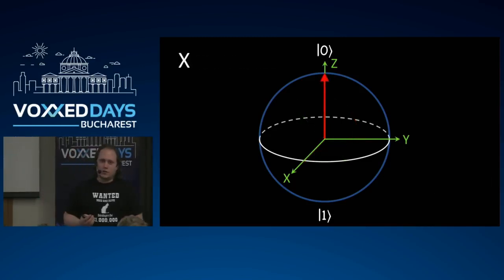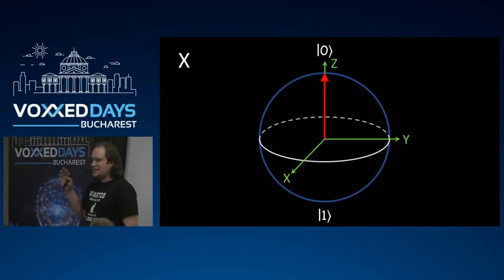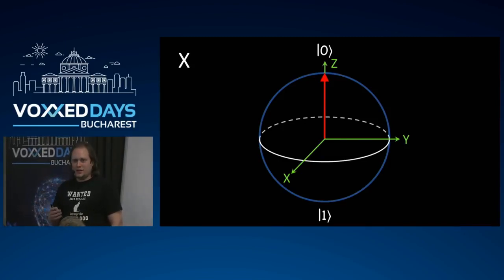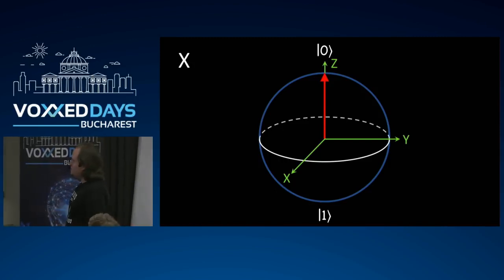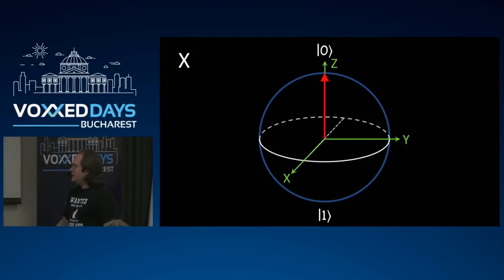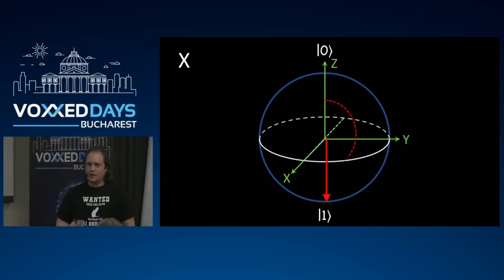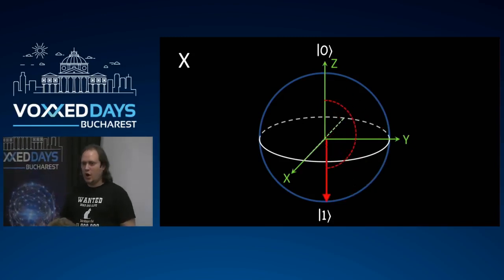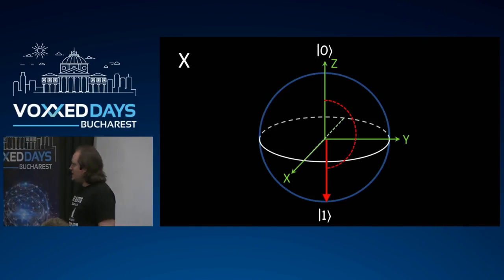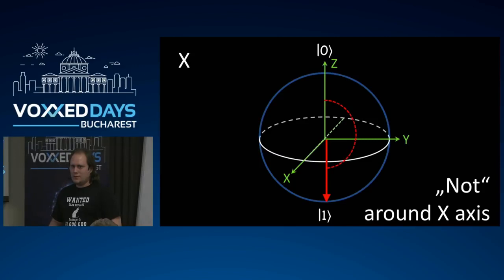Another gate I'm going to show you is called the Pauli X gate. Now, the X gate is much, much simpler to understand than the Hadamard gate, because basically, if you have it at zero and apply an X gate, it just takes the X axis and spins it around there by 180 degrees, giving you the opposite value. So this is basically just a NOT around the X axis. NOT is easy enough to understand, right?